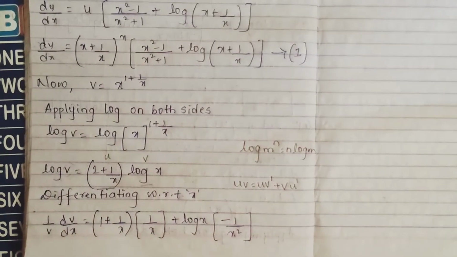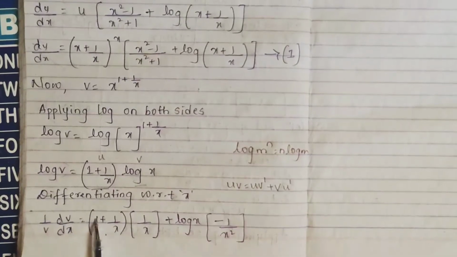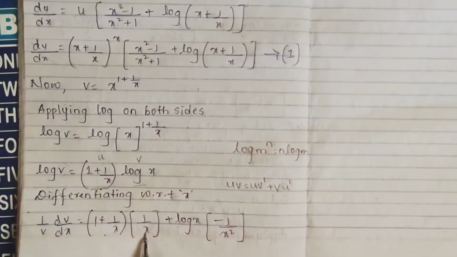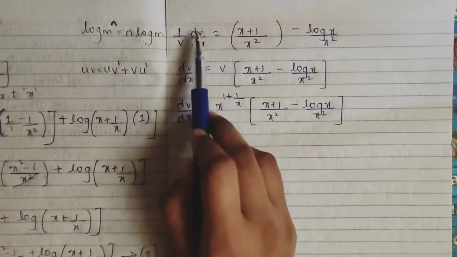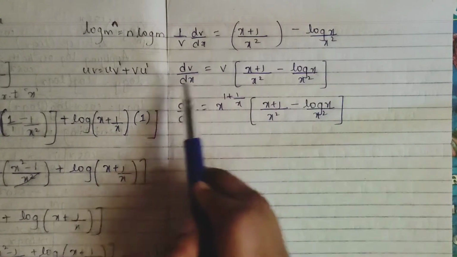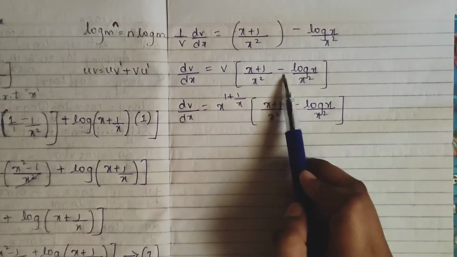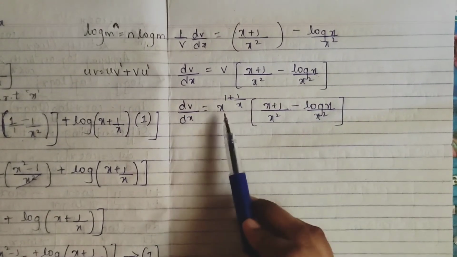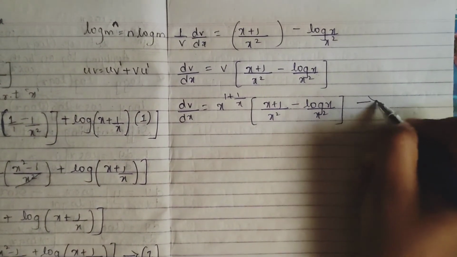Okay. Now next what we will do, the same, I will take LCM here. The LCM will be x, so this becomes (x plus 1) divided by x, right. So this x and this x if we multiply it will be x square. So removing your LCM we get 1 by v dv by dx, (x plus 1)/x square minus log x by x square. Taking v on the other side, it will be v times (x plus 1)/x square minus log x by x square. Now what is our original value of v? We will substitute it. We get x raised to 1 plus 1 by x, and this as it is. This will be your equation 2.